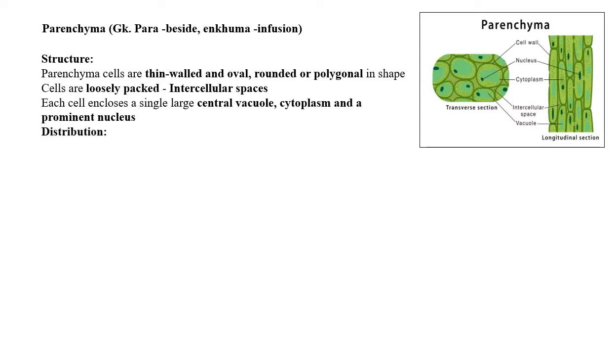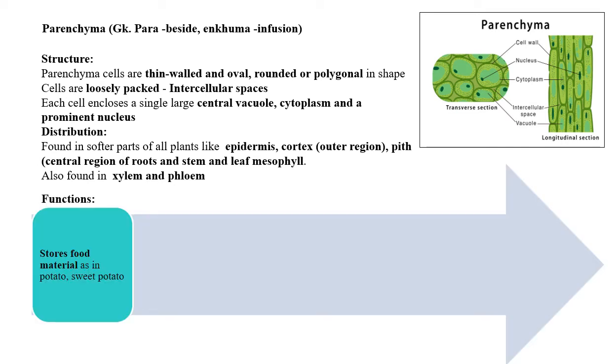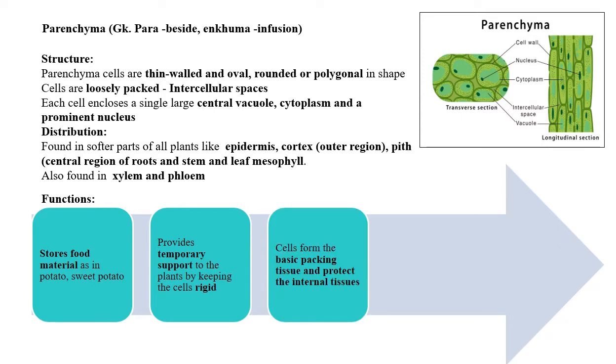Distribution. Parenchyma is found in softer parts of all plants like the epidermis, cortex or the outer region, pith, the central region of the roots and stem, and leaf mesophyll. It is also found in the xylem and phloem. Functions. It stores food material as in potato and sweet potato. It provides temporary support to the plants by keeping the cells rigid. Parenchyma cells form the basic packing tissue and protect the internal tissues.